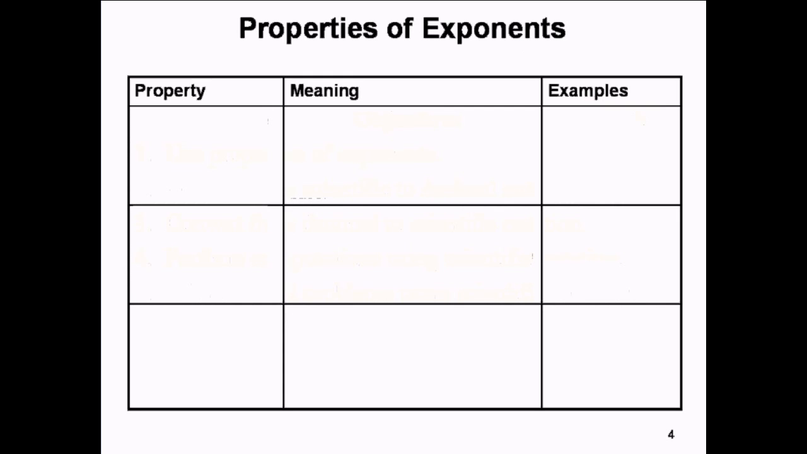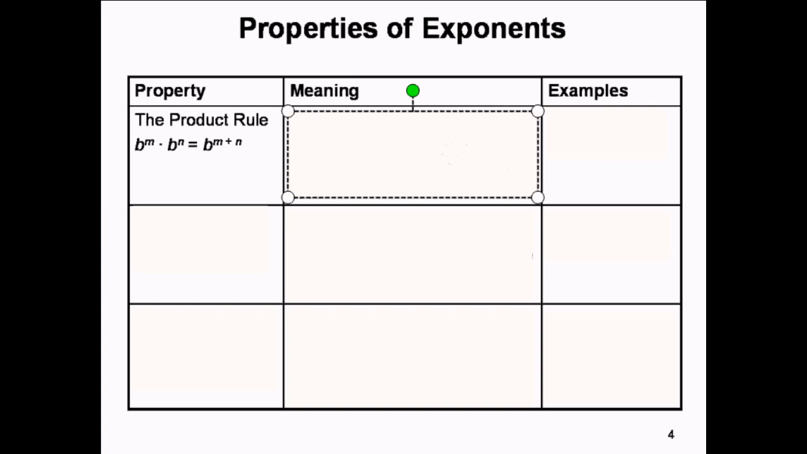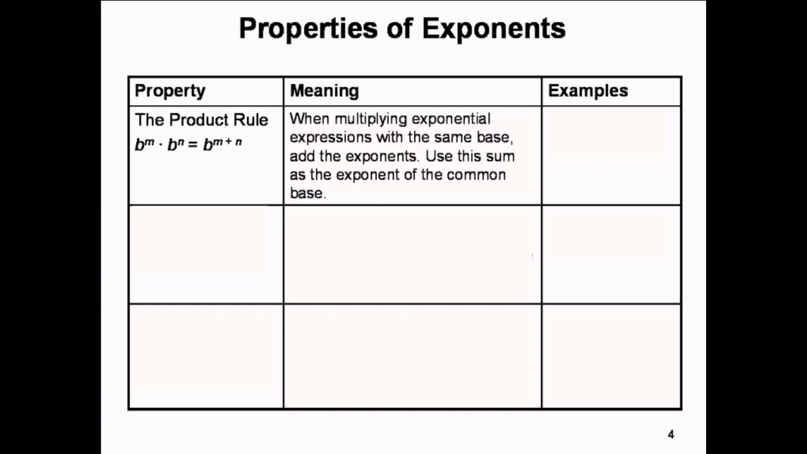Properties of exponents. We have the product rule. Okay, and what the product rule tells us is if you have exponents with a common base, you add the exponents. So if I have 3 to the 5th times 3 to the 7th, that's going to give me 3 to the 12th.